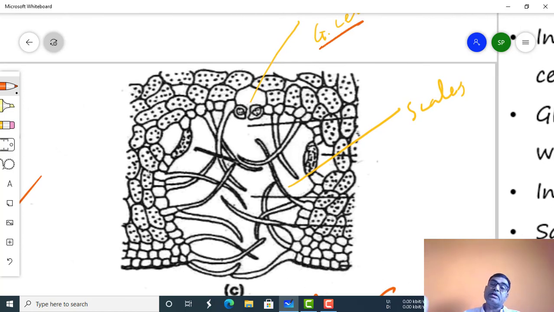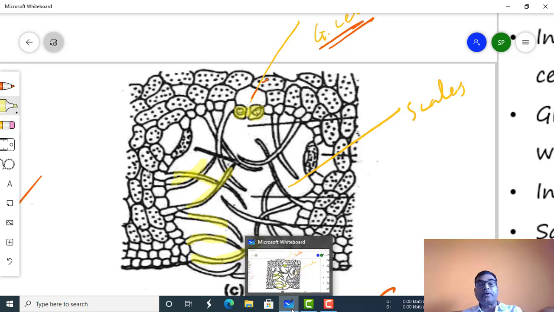Such a type of guard cells will be present, and this entire cavity is guarded by such a type of hairs. Such hairs or scales guard the cavity, and the guard cells are present deeply situated, and that's why they are called a sunken kind of stomata.